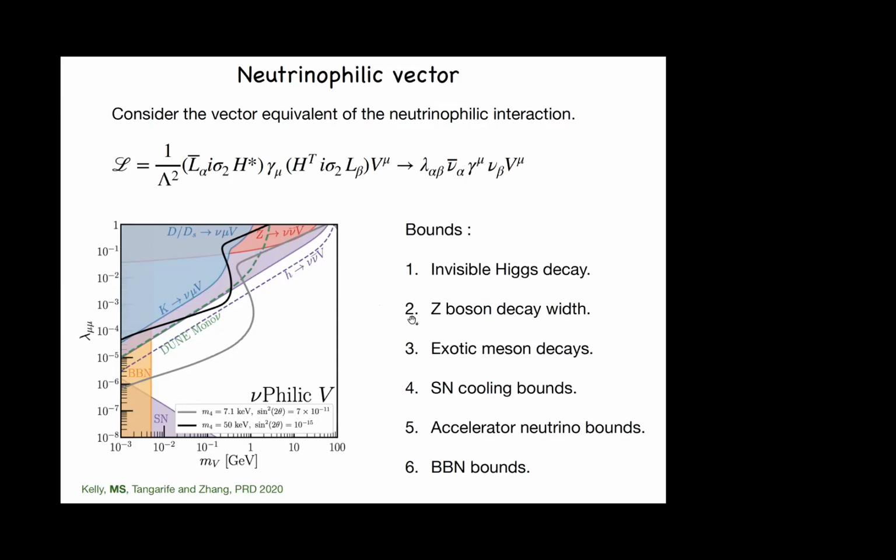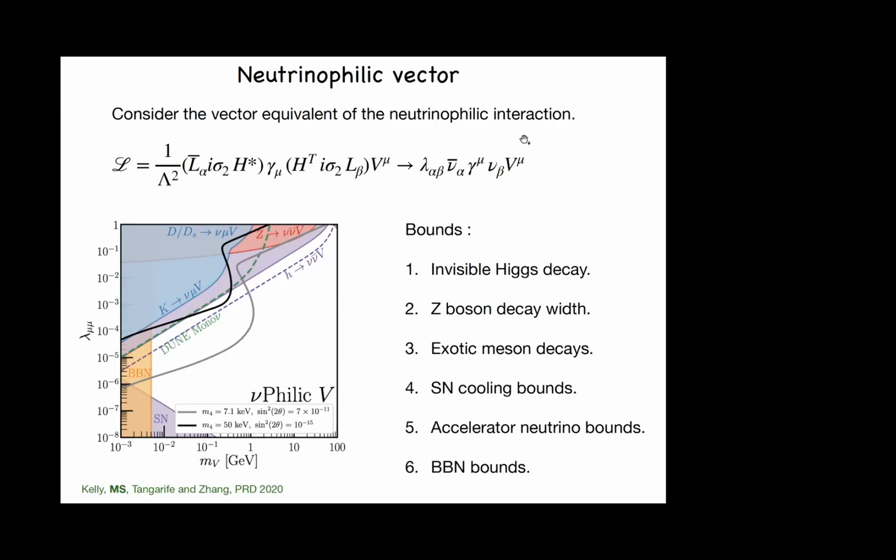And there are other bounds from decays of Z bosons, decays of exotic mesons. There are bounds from supernovae. There are bounds from BBN. And also there are bounds from experiments like DUNE, where they essentially look at missing transverse energy due to this V being emitted. Now, all these bounds essentially rule out a large part of this 50 keV parameter space, whereas the 7 keV is still allowed, and anything in between is still allowed. So this is the most vanilla scenario, where you just have a neutrinophilic interaction.